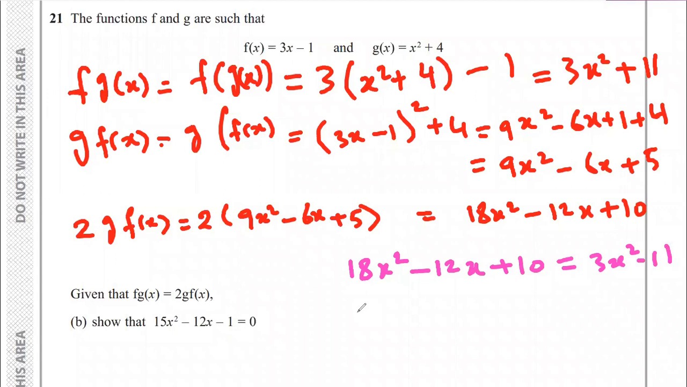And if we take the 3x squared from both sides, we'll get 15x squared. And minus 12x, and if we add 11, oh, what mistake have we made? It's plus 11. There is plus 11. And if we take away 11 from both sides, we'll get minus 1. And that's 0, as required.